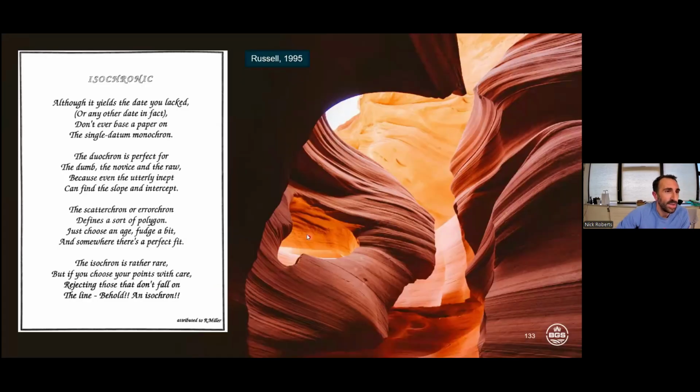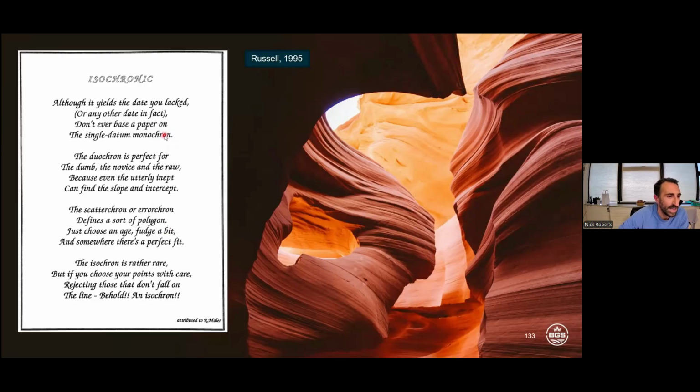I want to finish on this poem. So John Russell was a PhD student at the Oxford Lab, and he published some work on dating metamorphism. And he wrote this poem, and all the work back then was tape dissolution, isotope dilution. There was nothing for the lasers.